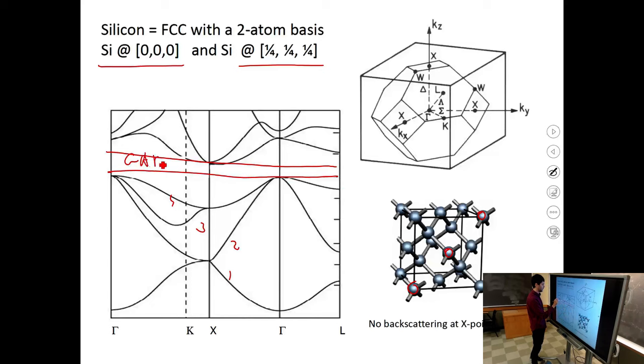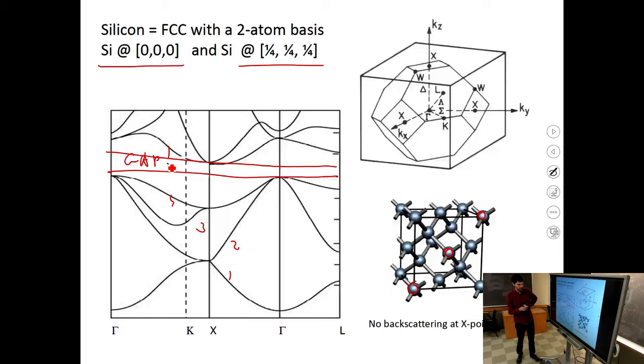And so what is going to happen with this material is that all the bands below the gap will be filled, and all the bands above the gap will be empty. Now, just an interesting wrinkle on the band structure theory that I wanted to introduce.